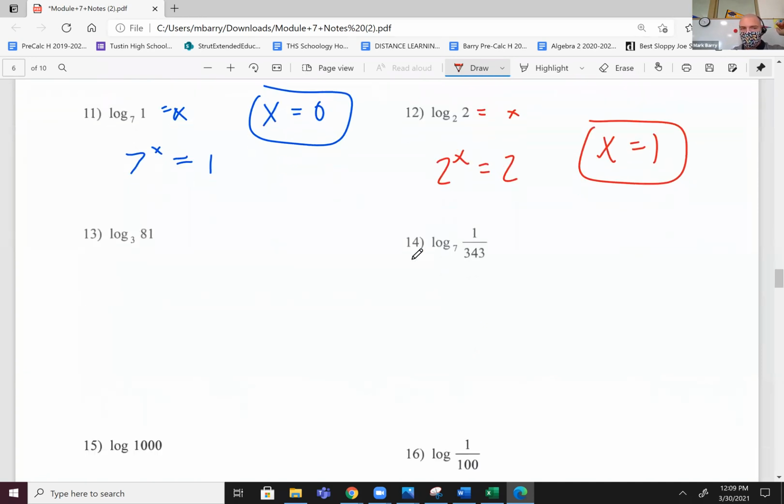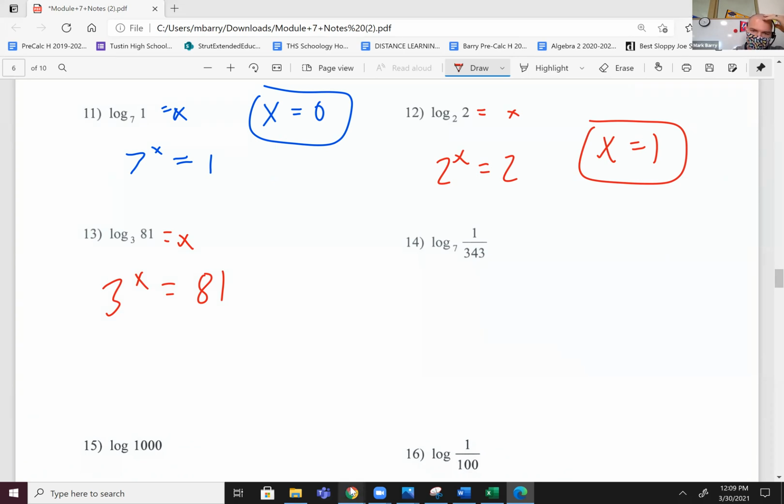All right, let's check out number 13. So for this one, we'll set it equal to x as well. So then the base is 3 to the power of x equals 81. So we need to find what power turns 3 into 81. Once again, some of you may know. I know this one off the top of my head, but if you don't, let's go ahead and use the calculator for that.